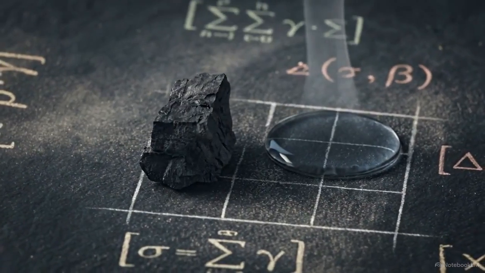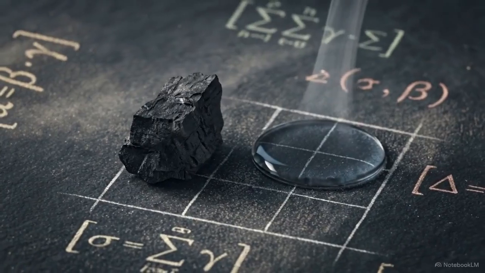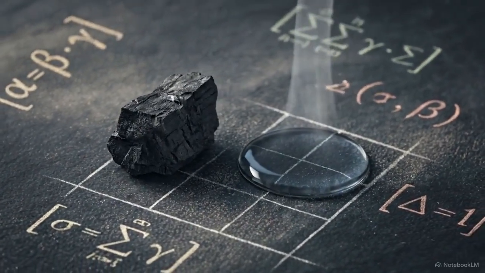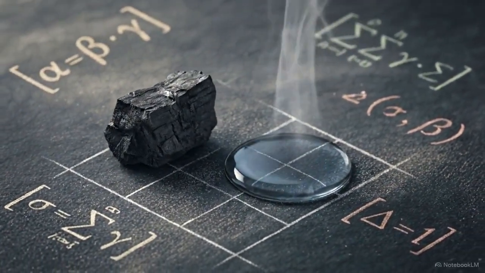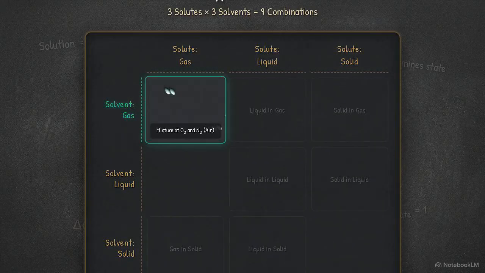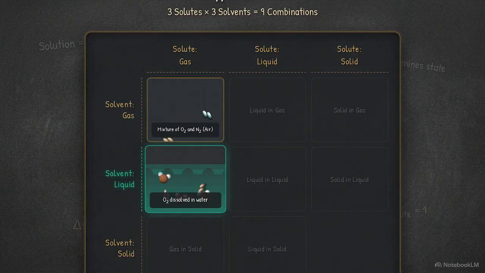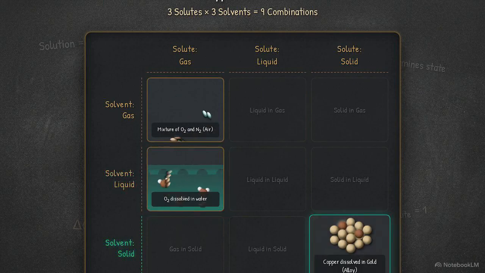Because matter exists in three primary states, every solution can be categorized by the specific phase intersection of its solute and solvent. We can map these out on a simple 3x3 grid to view all possible configurations. In gaseous solutions, the solvent is a gas. The mixture of oxygen and nitrogen in the air we breathe is a gas in gas solution. When a liquid acts as the solvent, we find configurations like gas in liquid. Oxygen dissolved in water is a precise example, and it is the mechanism that sustains aquatic life.